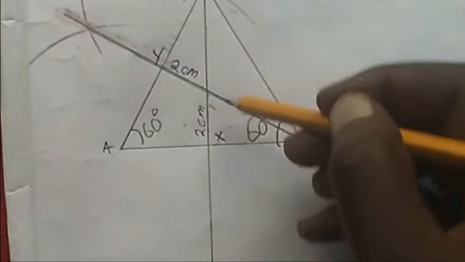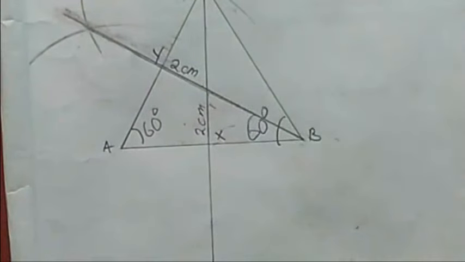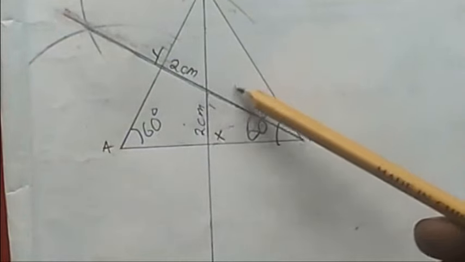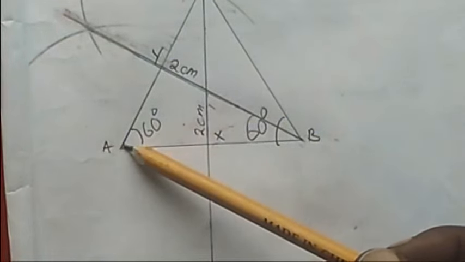So this line and this line are meeting. That means the line is going to pass here and bisect this angle. So basically this is what you needed to do.